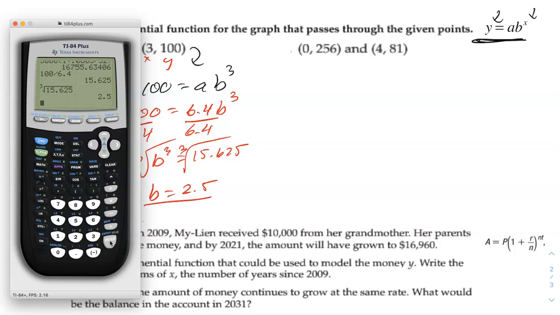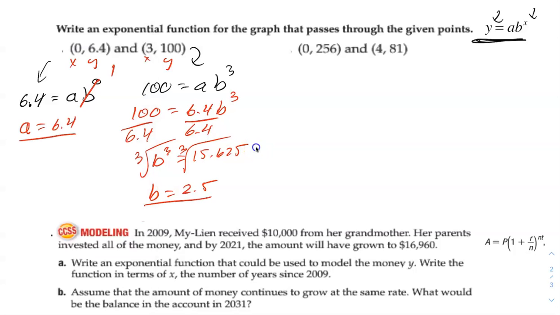Now keep in mind, I'm not done. The question wasn't find a and b. It was find an equation. So I have to rewrite this as an equation now. I just have to plug back into here. You always want to leave y and x alone when you rewrite the equation. 6.4 times 2.5 to the x. There you go, that's my equation. So you use the points to plug into the equation, solve for one of them, plug it into the other one. Once you get your 2 points, rewrite it.